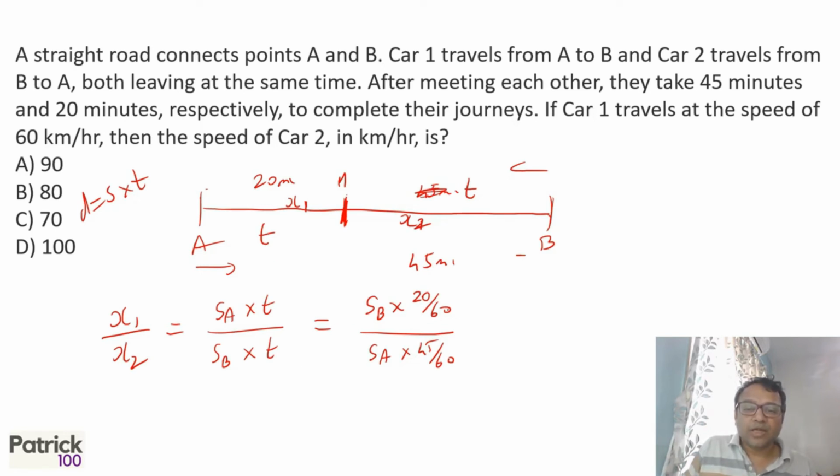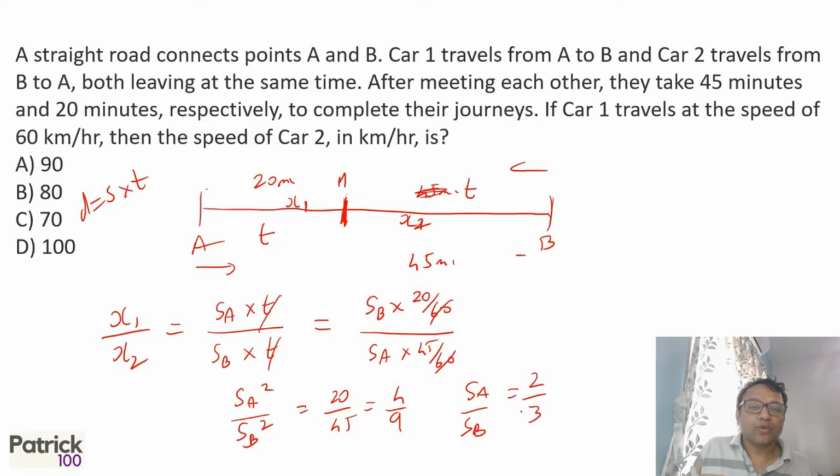Now once you've got this, you can cancel off whatever you know. T and T get cancelled. So what you have is SA upon SB whole square is equal to 20 upon 45, which is nothing but 4 upon 9. So SA upon SB is equal to 2 upon 3, finding the square root. Now we know that the speed of A is 60. 2 stands for 60, so 3 will stand for 90. 2 30s are 60, so 3 30s are 90. So from that we get 90.